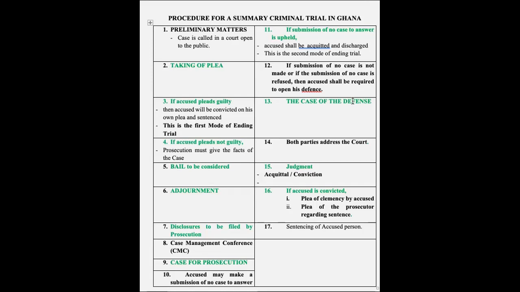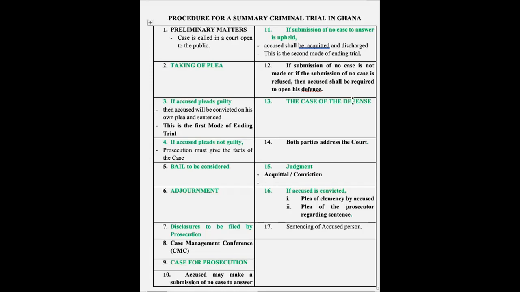How long the court will adjourn will depend on whether the accused is in custody, that is, if he has been granted bail or not. If the accused is in custody, that is, if bail has been refused, there's a timeline for an adjournment. If the accused is not in custody too, there's a timeline for adjournments.